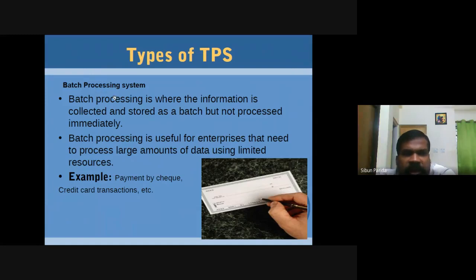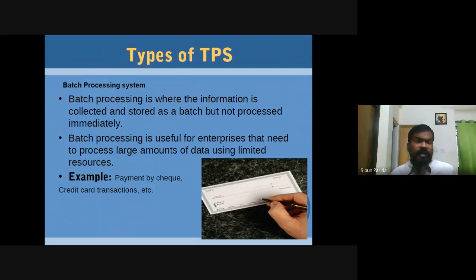Batch processing system. Batch processing is where the information is collected and stored as a batch, but not processed immediately. Like when you are purchasing something with a credit card, suppose today is the 24th, I purchase one item. Tomorrow is the 25th, I purchase another item. The next day is the 26th, I purchase another item. So finally, when the credit card bill comes, the 24th purchase, the 25th purchase, the 26th purchase, it is all listed over there. It is not sending me that credit card statement every day.